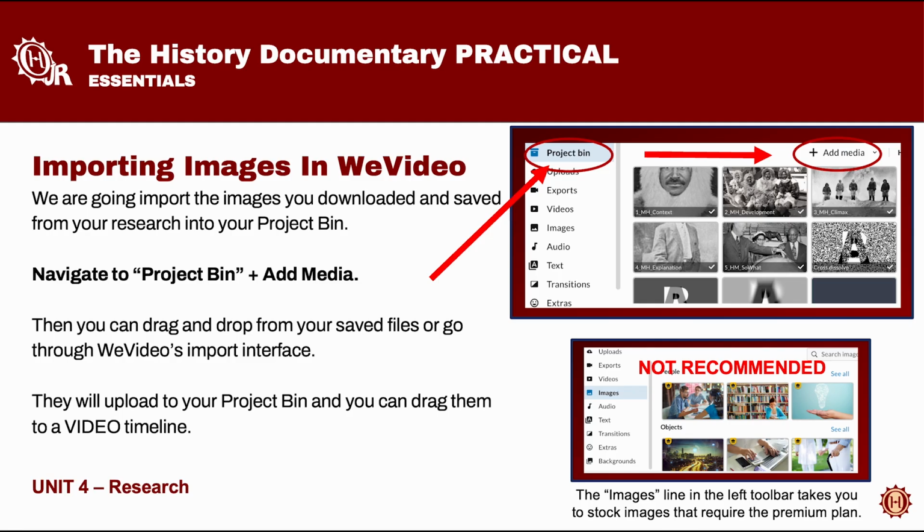The images in the left side toolbar take you to stock images, but these require the premium plans in order to access and use those if you wanted to export your file. If you go to Unsplash and Pixabay, as we discussed in the last unit, you'll be able to find some nice stock images that you can save to your project folder and then upload to your project bin in the same way as you would your research folder, research images.